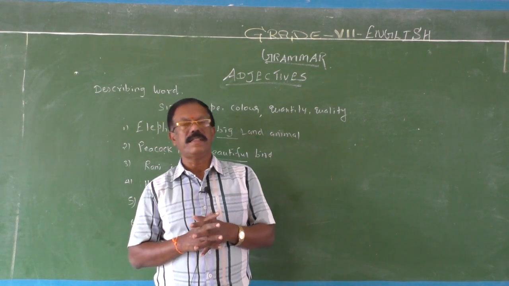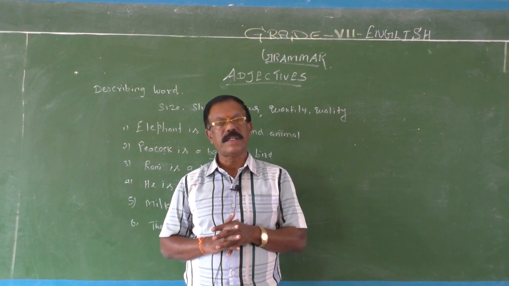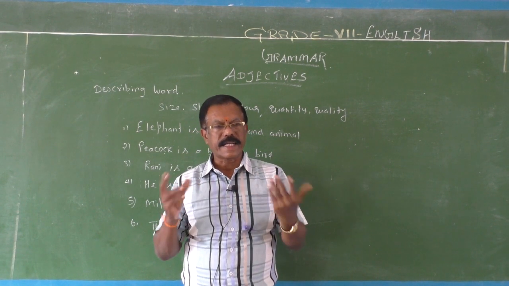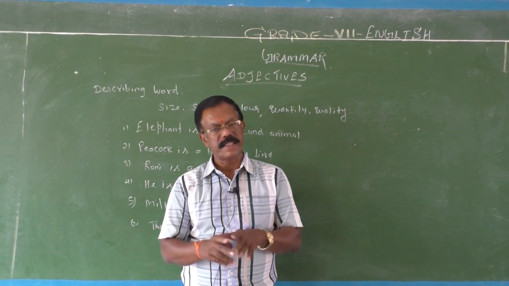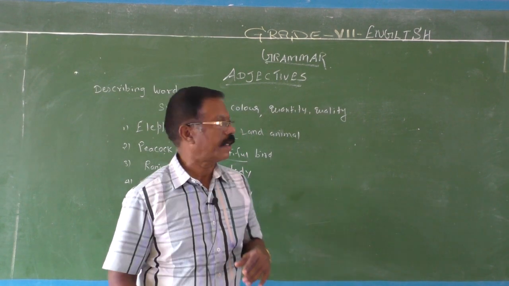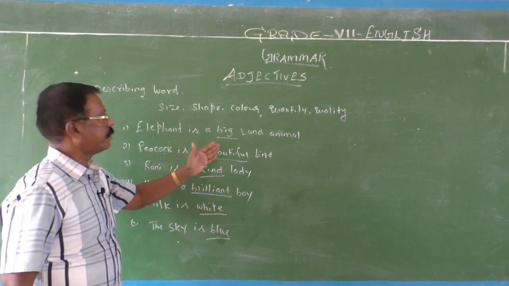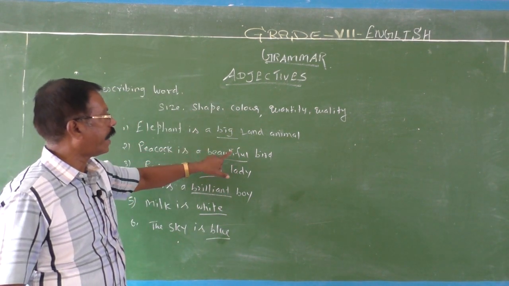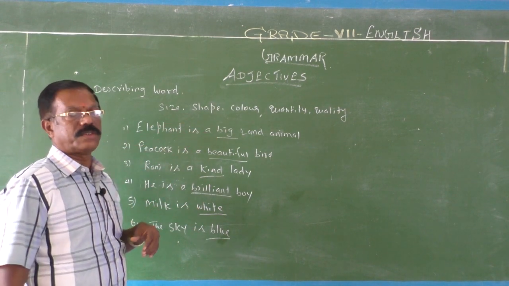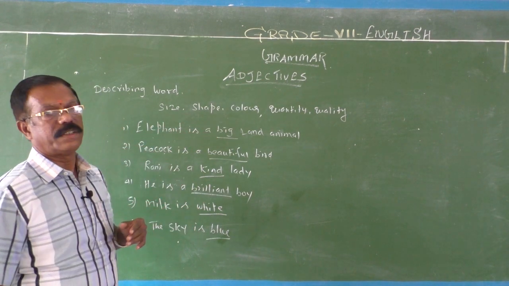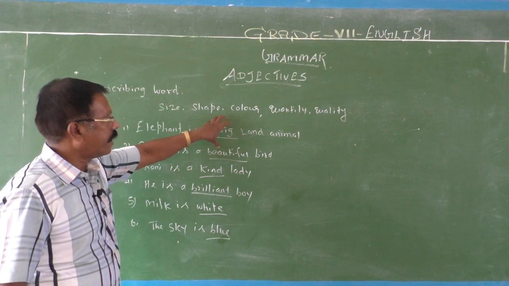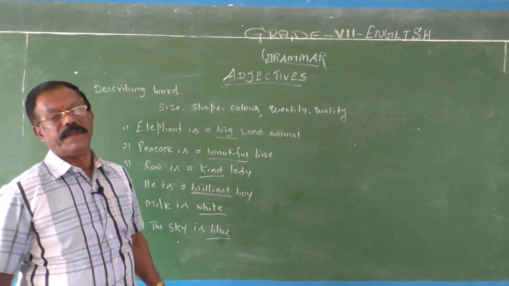We have so many describing words in English. In today's class, you are going to learn the kinds of describing words, that is adjectives, and good examples for each type. Now go through the example. Elephant is a big land animal. The word big describes what type of animal the elephant is. Big stands for the size of the animal, big in size.